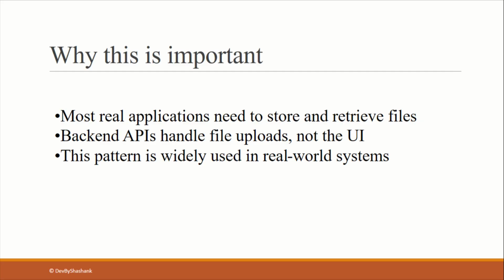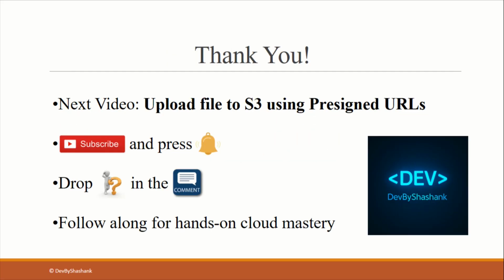So now let's see why this is important. In most real production applications, we need to store and retrieve files. So there we can use this. We need backend APIs to handle file uploads. And this pattern is widely used in real world production systems. And using these three services, API Gateway, Lambda, and S3, you can create backend APIs that can store and retrieve files from S3.